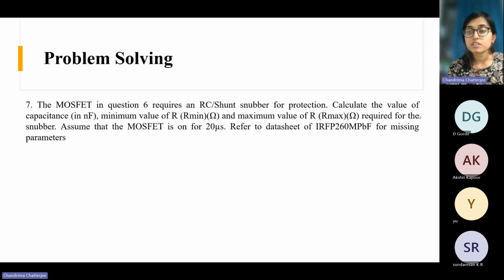So the next question is on the snubber circuit. The MOSFET in question 6 requires an RC snubber for protection. Calculate the value of capacitance, the minimum value of R and the maximum value of R required for the snubber. Assume that the MOSFET is on for 20 microseconds, and again you can see the datasheet for the data you require. Okay.